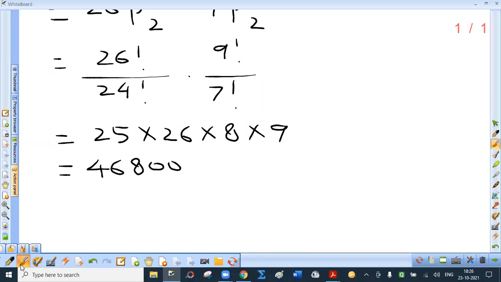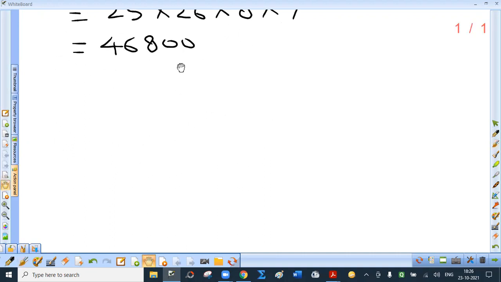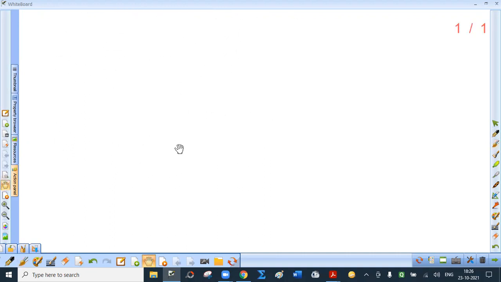Also, 2 alphabets can be arranged in 26p2 ways.